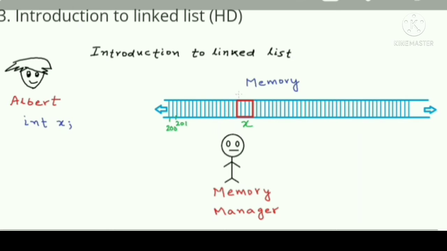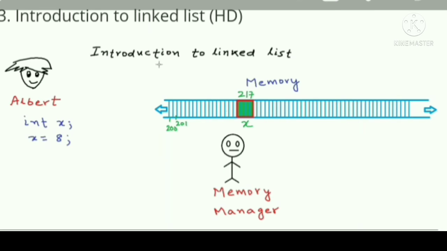So let us say this first byte of memory here is at address 217. So variable x is at address 217. So memory manager kind of communicates it back to Albert that hey, I have assigned address 217 for your variable x. You can store whatever you want there. And Albert can fill in any data into this variable.